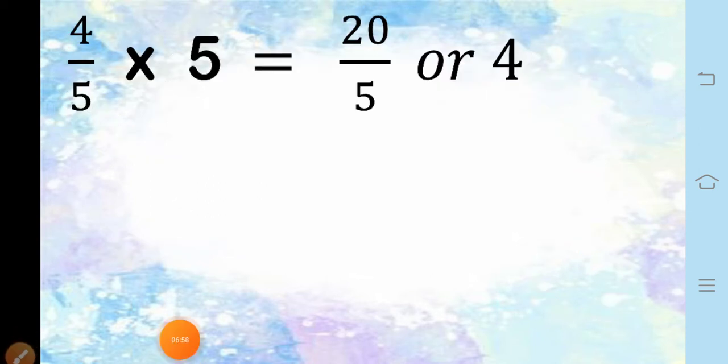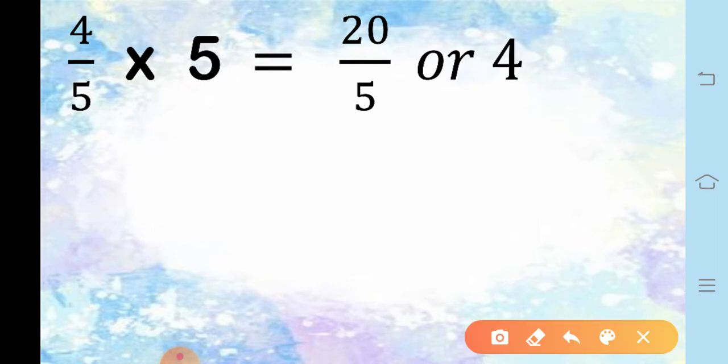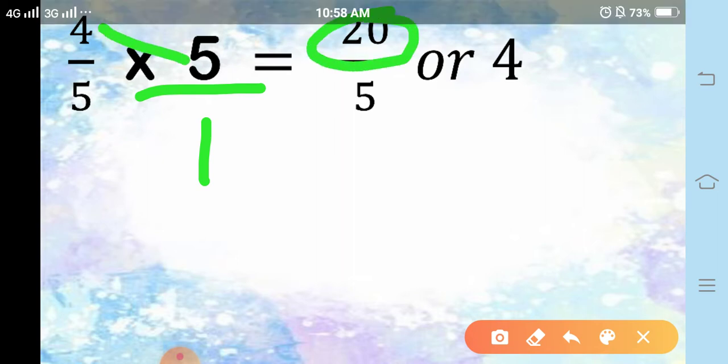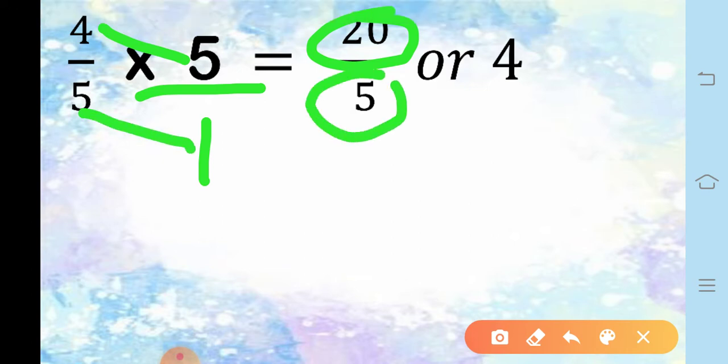And then next is 4 over 5 times 5. As I said a while ago, all the whole numbers have their denominator, which is over 1. Okay, so we have to multiply 4 times 5 is equal to 20, and then 5 times 1 is equal to 5.